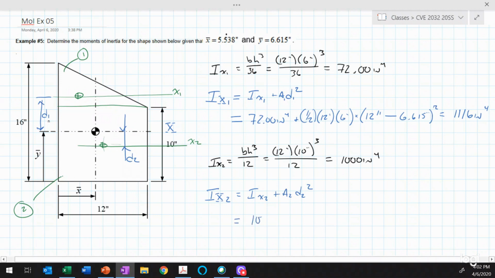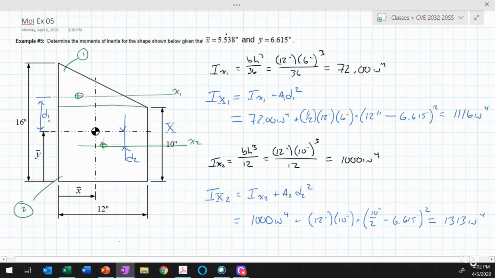So here we have the local moment of inertia, 1,000 inches to the fourth, plus the area, which is just the base times the height, and then times the distance d. This is going to be 10 inches over 2 minus 6.615. That gets squared, and this works out to be 1,313 inches to the fourth.